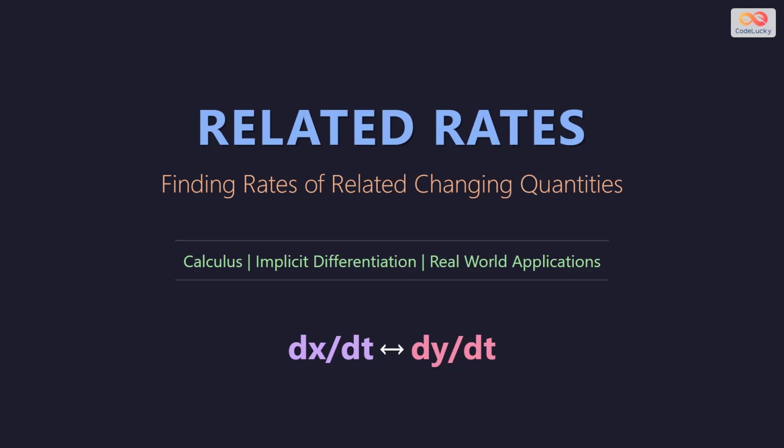Welcome to this introduction on related rates. This is a fundamental topic in calculus where we study how different changing quantities interact with each other. If you've ever wondered how the speed of a falling ladder relates to how fast its base slides away, you're in the right place.